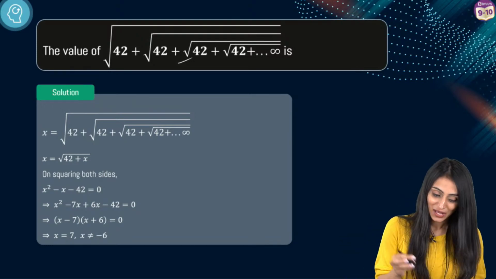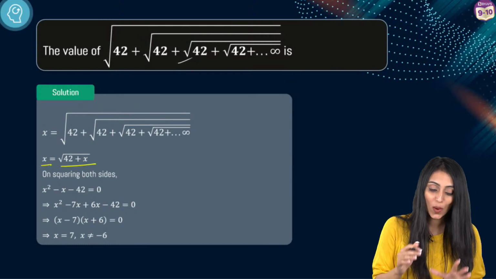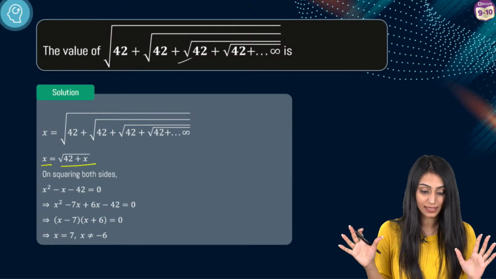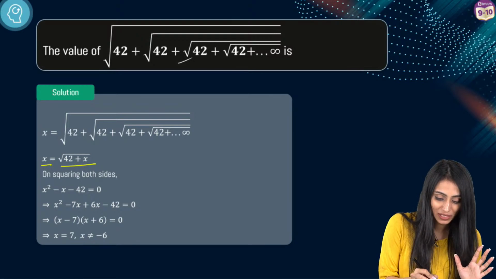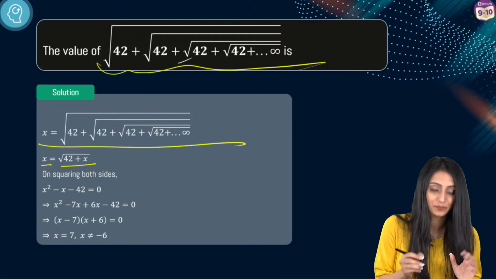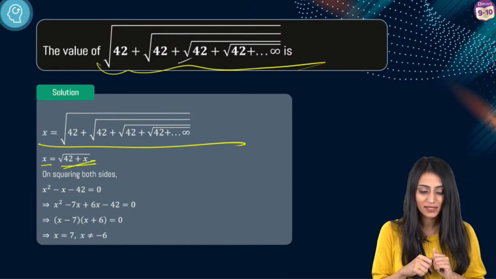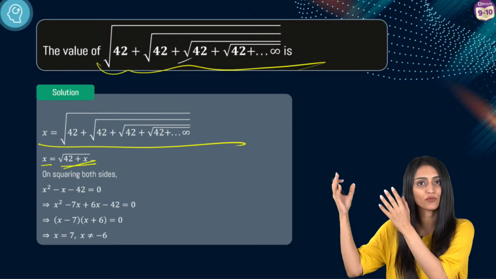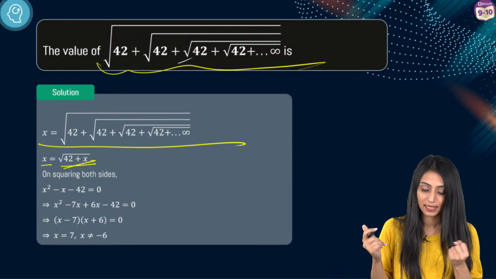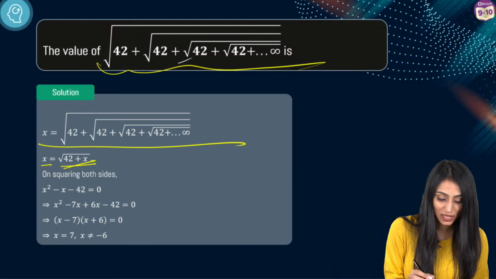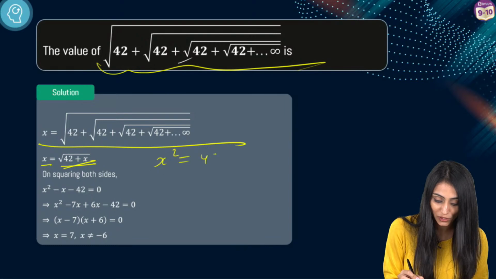We will assume x is equal to square root of 42 plus x. I'm assuming that as x. Now if you think about it, here we have assumed this whole as x, and I'm saying this also as x. Makes sense because this whole is nothing but the square root of 42 plus x only. So if I do squaring both sides, I'll get x square equal to 42 plus x.